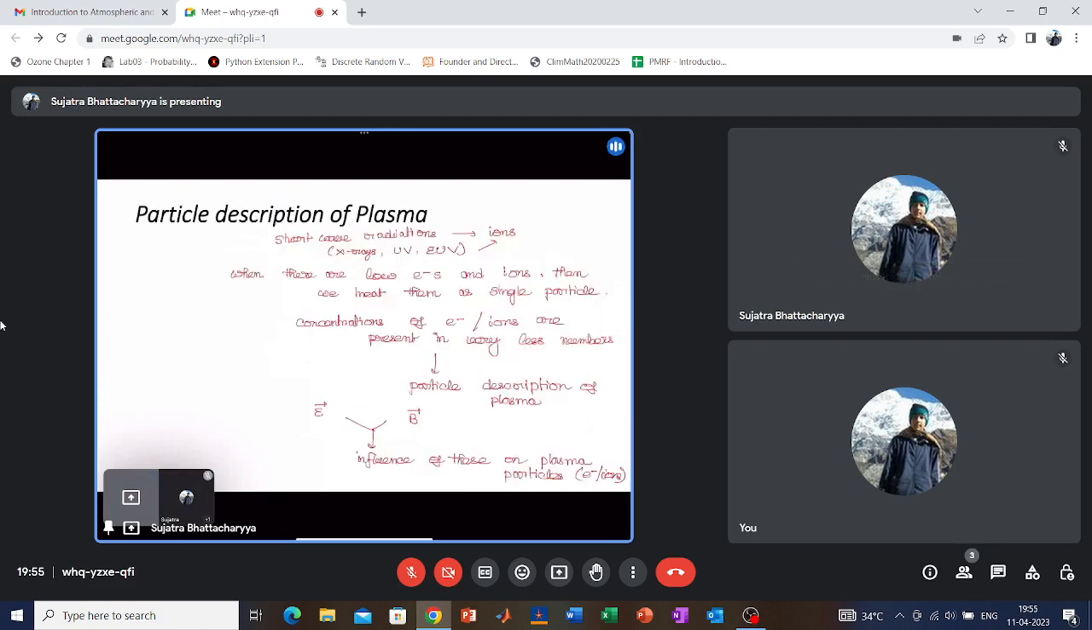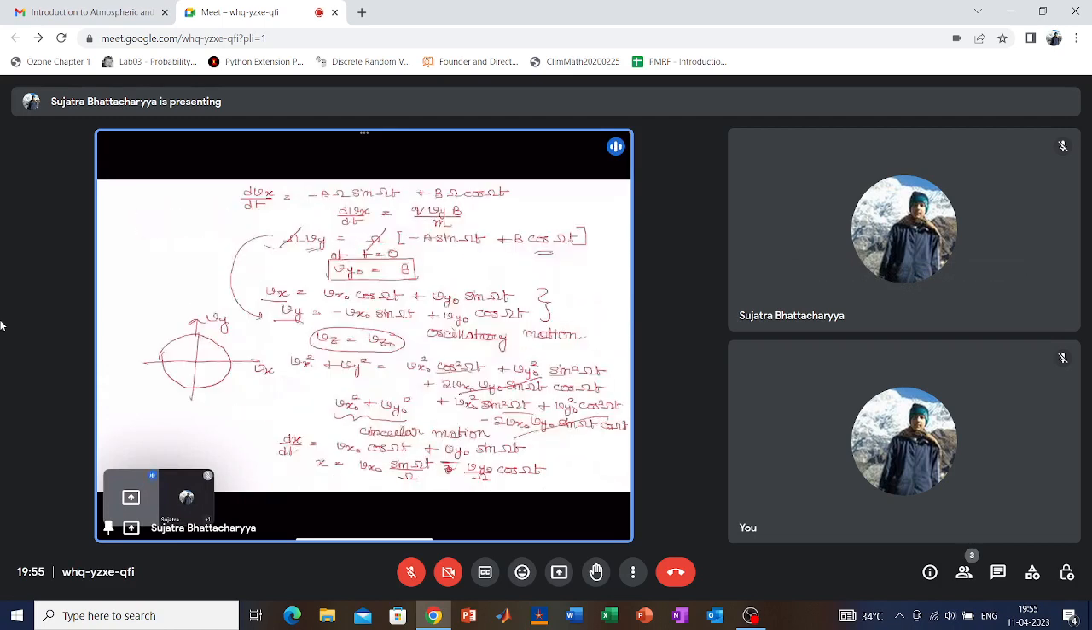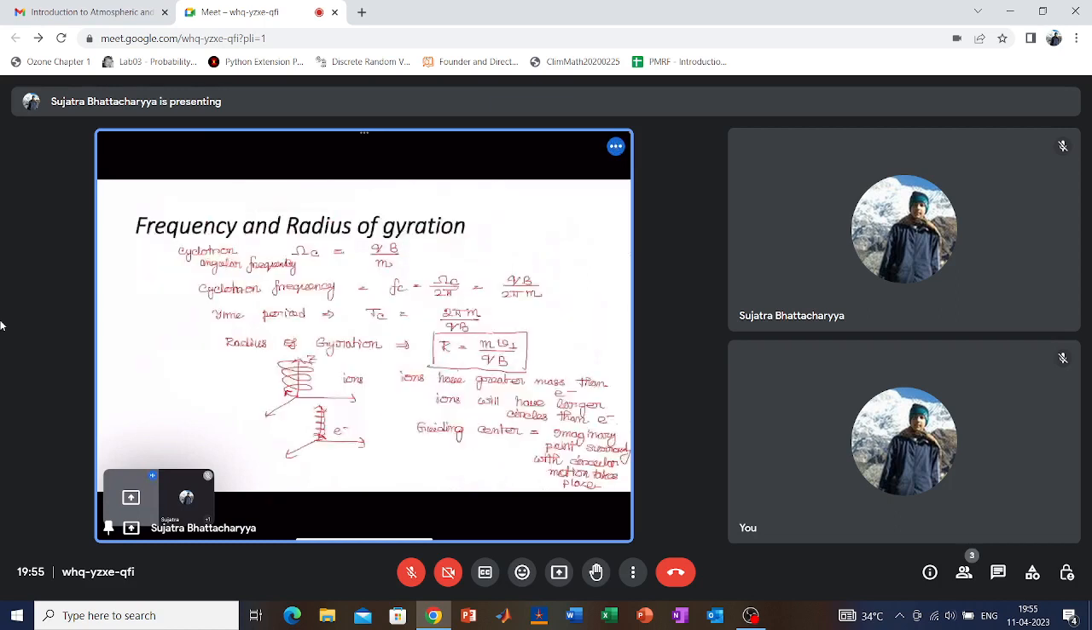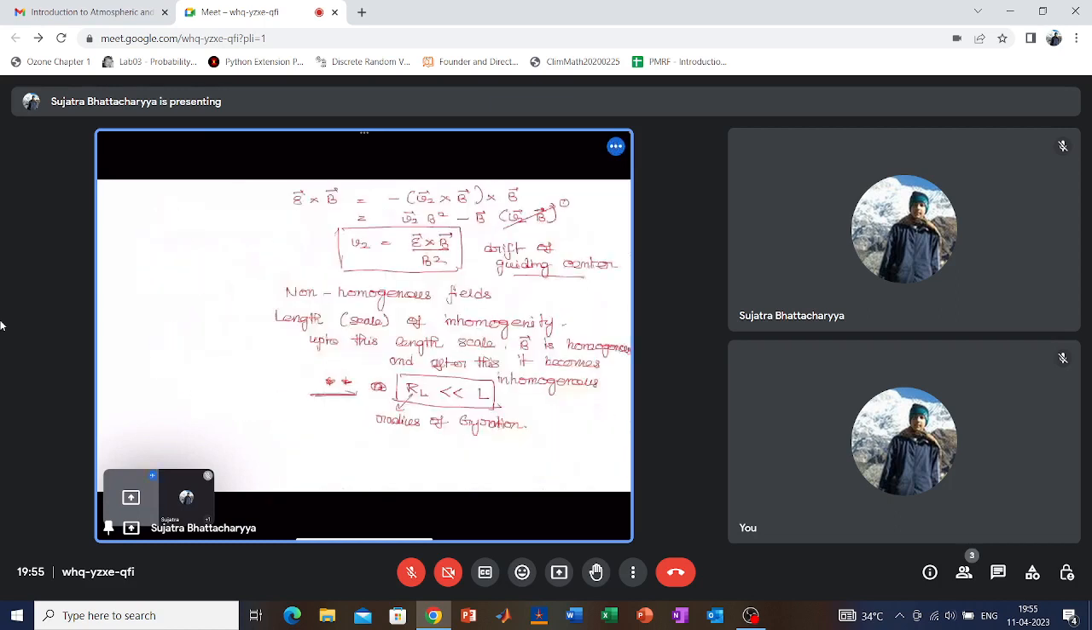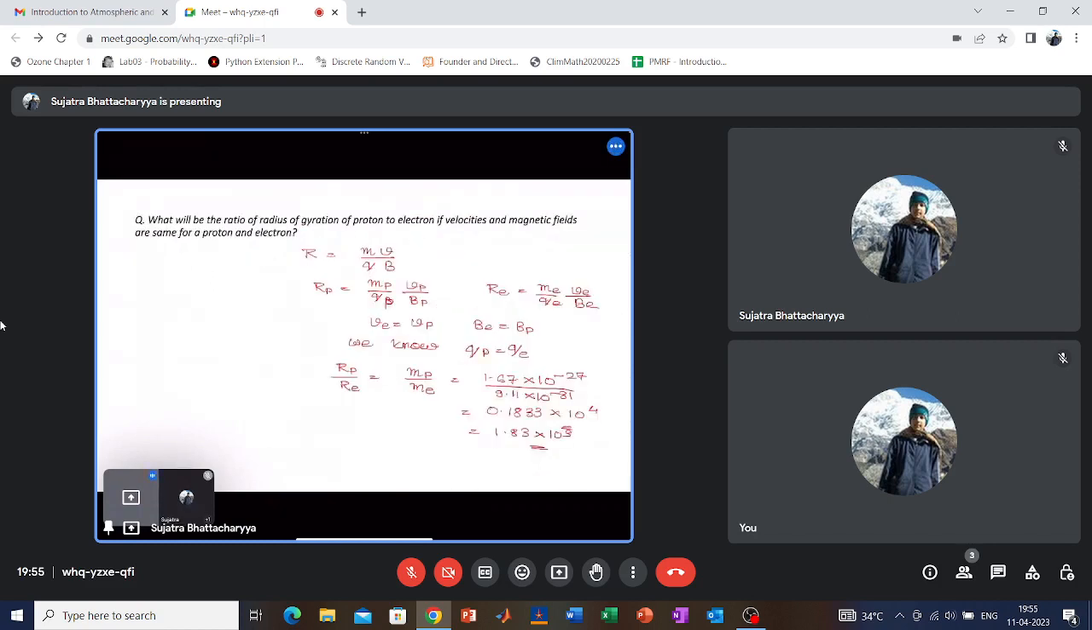Yes, these numericals are of course helpful, the last 5 numericals, and some expressions which I have written are also quite helpful. So I am stopping here.